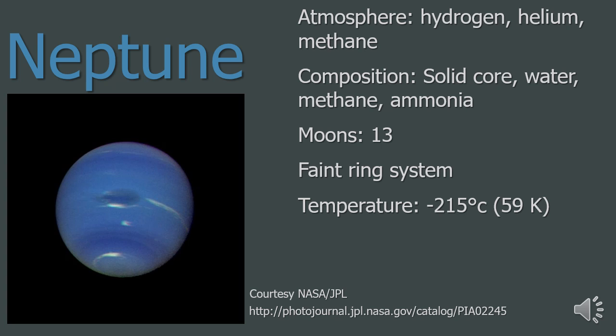As surface features go, Neptune has a Great Dark Spot, similar in appearance to Jupiter's Great Red Spot. This is part of Neptune's complex weather system.